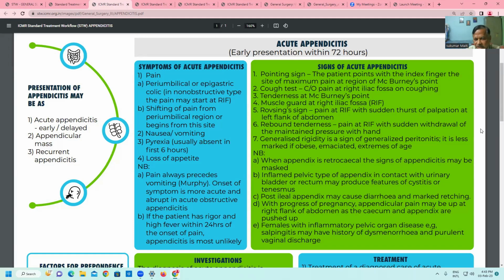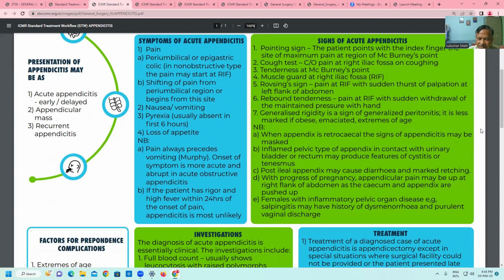Another important clinical finding is the cough sign, which may not be present in very chronic or recurrent cases. But in any early acute appendicitis, at the stage of resolution, the cough sign is an important feature: when you press at the right iliac fossa and ask the patient to cough, the patient will express pain.